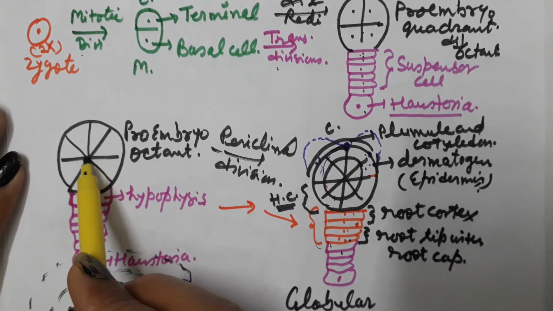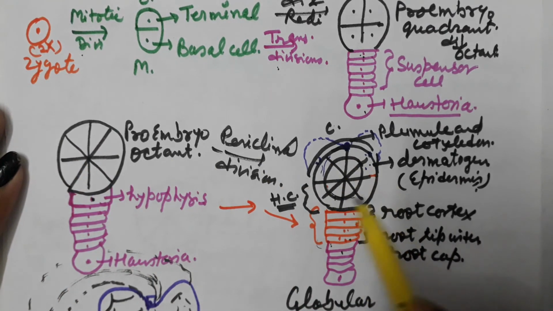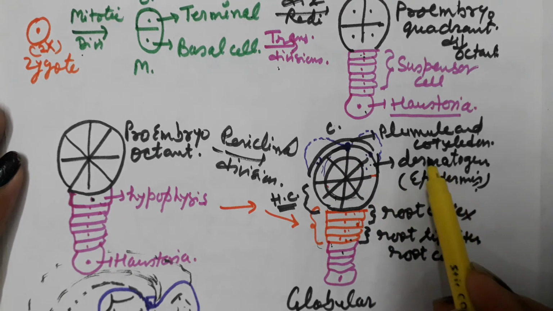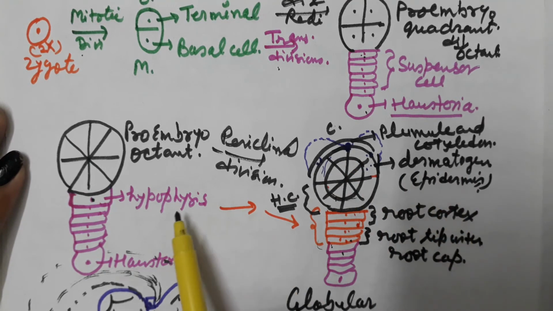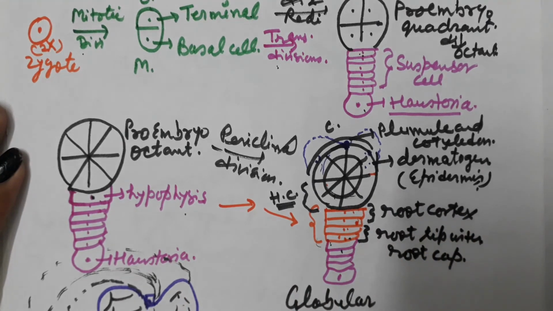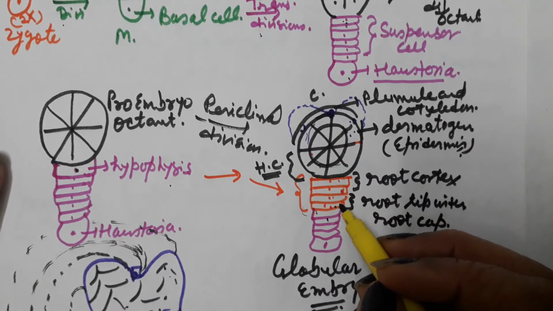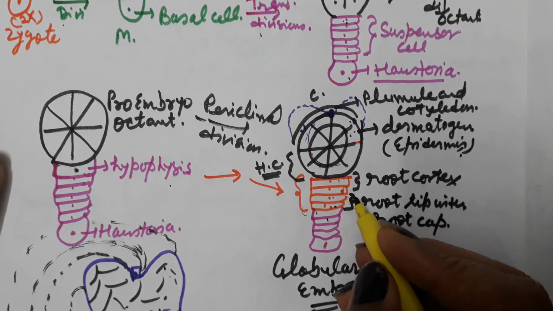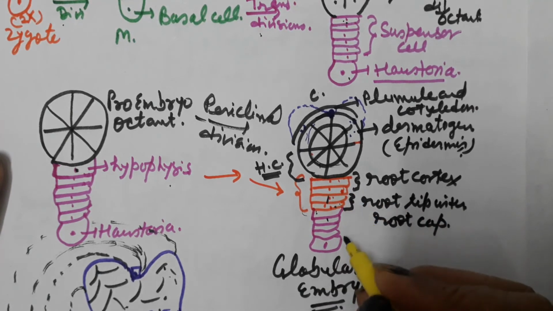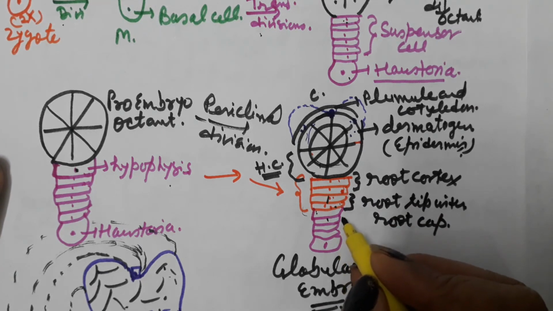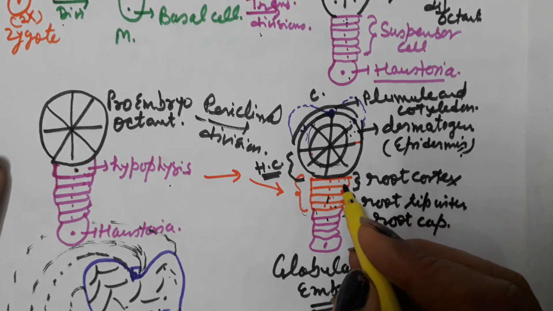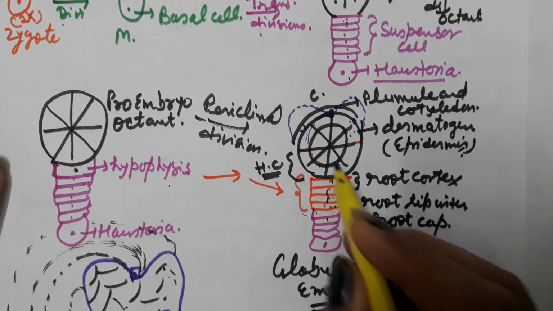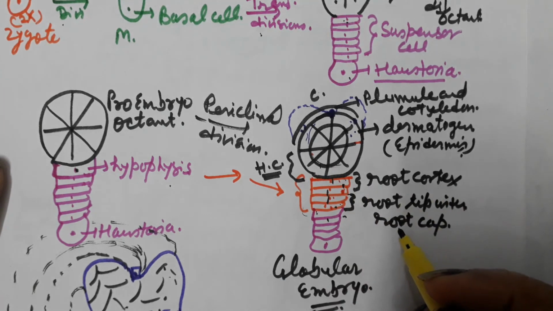Periclinal division takes place in the proembryo octant and an outer layer is produced. The outer layer is known as the dermatogen, which gives rise to the epidermis later on. Epidermis is the outermost covering of every plant organ. In the hypophysis, division takes place and it produces 8 cells. The 4 cells which are present towards the other cells of the suspensor give rise to the root tip with root cap, and the 4 cells of the hypophysis which are present towards the proembryo side give rise to the root cortex.